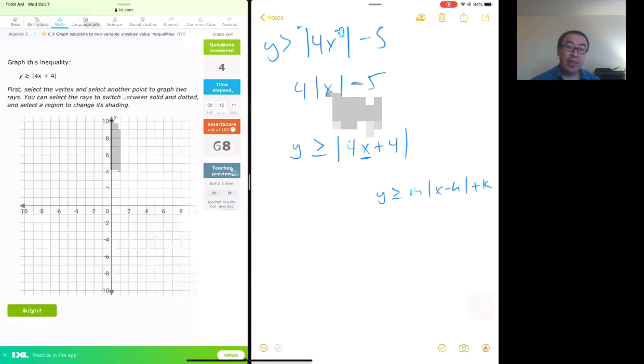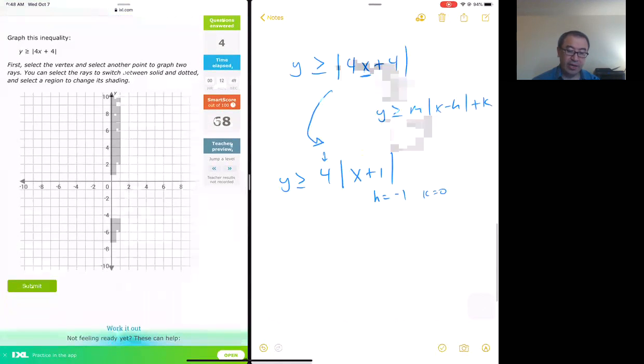You factor out that 4. So I factor out the 4, so it's y is greater than or equal to 4 absolute value of x plus 1. I factored out that 4. So once we write the 4 on the outside, we see that 4 is my slope, and my h value is not positive 1, but actually negative 1. And my k value is 0. So these can be a little bit tricky, especially when there's a number in front of the x.